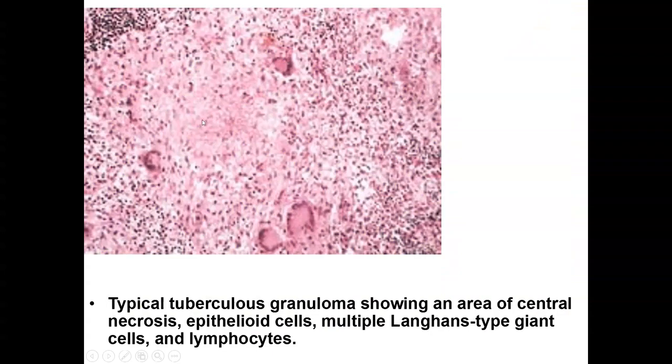Again, a typical tuberculous granuloma showing an area of central necrosis. Here, look, central necrosis. We see this necrosis surrounded by epithelioid cells and multiple Langerhans type giant cells here. You see giant multinucleate Langerhans cells and lymphocytes. Please note that we really can't see plasma cells here. And that is very important to remember, that plasma cells we'll see in another kind of granuloma in case of syphilis, but not tuberculosis.